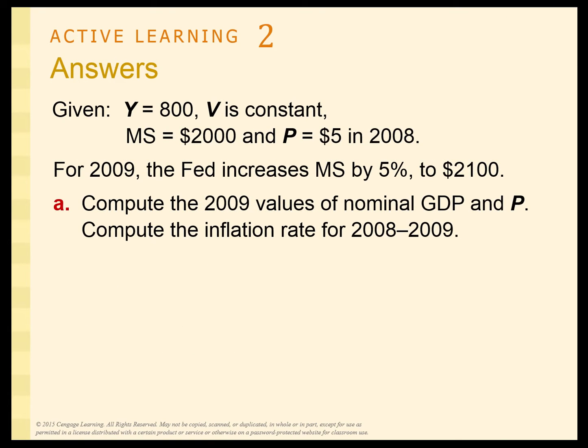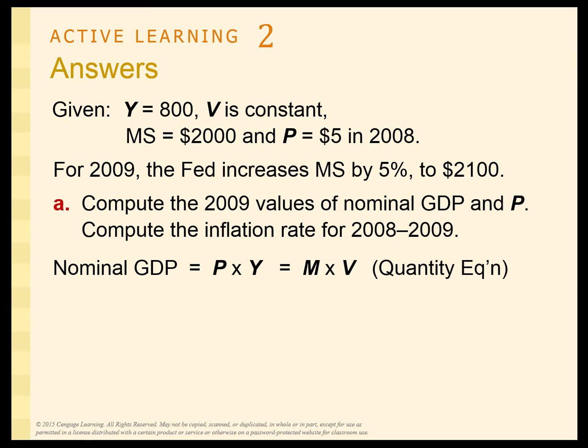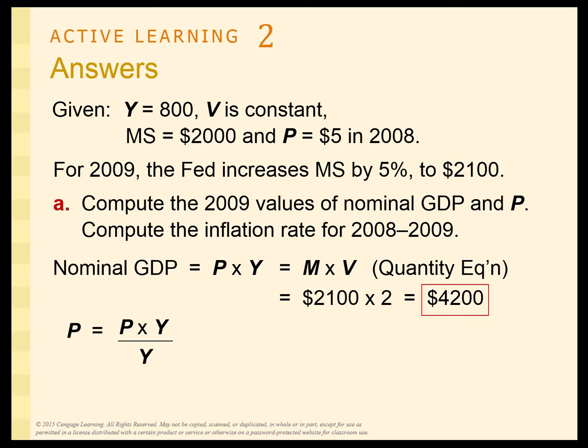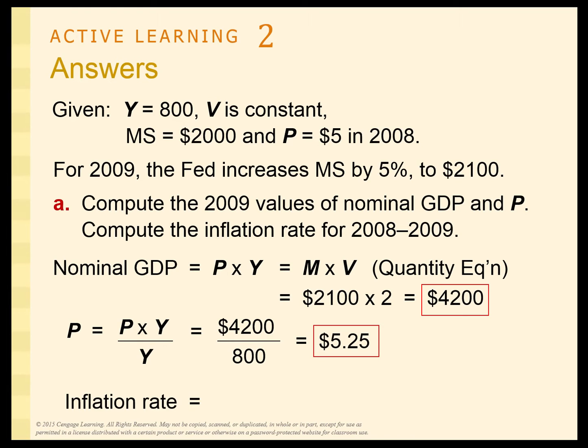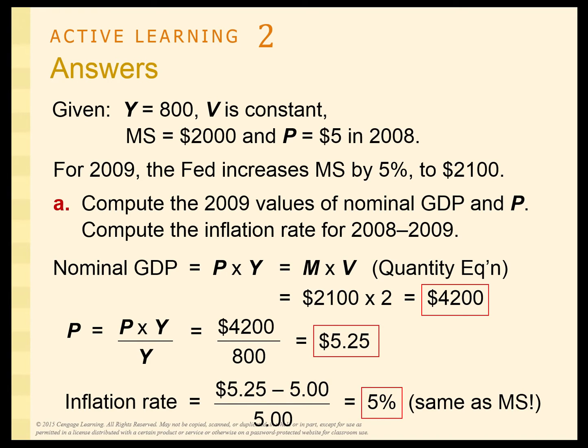All right, let's compute the 2009 values. Nominal GDP we're going to have to get from M times V, because we don't actually know P to be able to multiply it times Y like we did in the last exercise. What's M times V? It's 2,100 times 2, which is $4,200. So that means P has to be 4,200 divided by 800, which is $5.25. So the inflation rate, new minus old over old, is 5%, the same as the money supply.